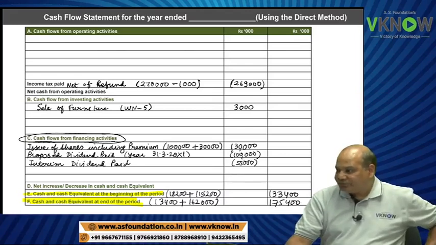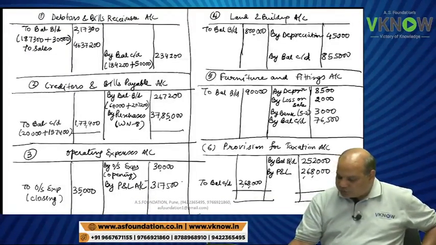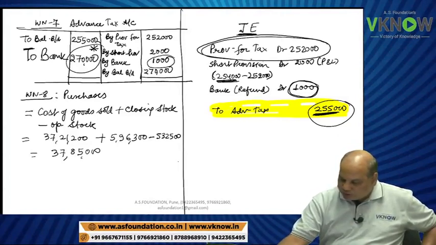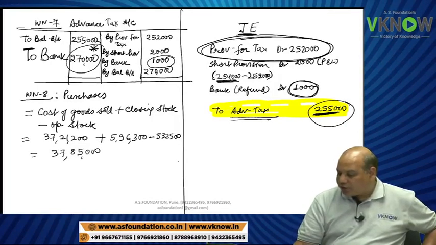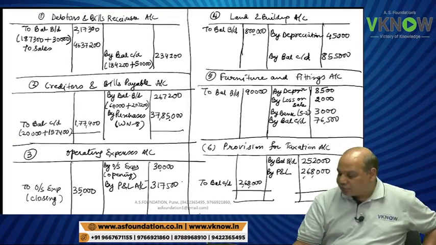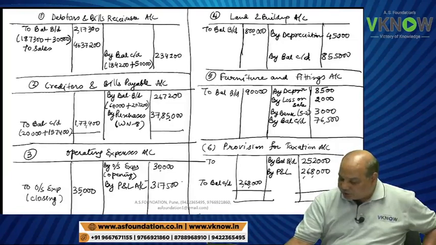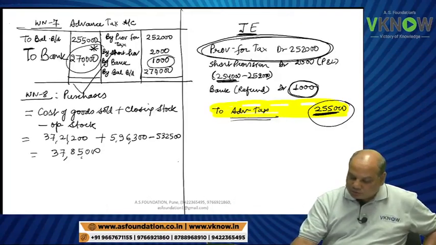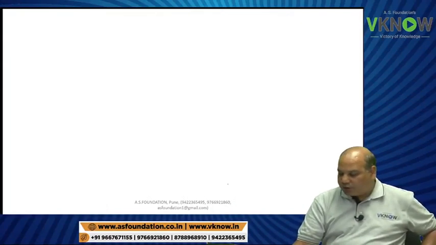2,69,000. And come to provision for taxation account. On the screen, provision for taxation account debit 2,52,000, and on the credit side you write to advance tax. So you will present in the ledger like this, to advance tax 2,52,000. So this account is closed. Advance tax account closed. Right.